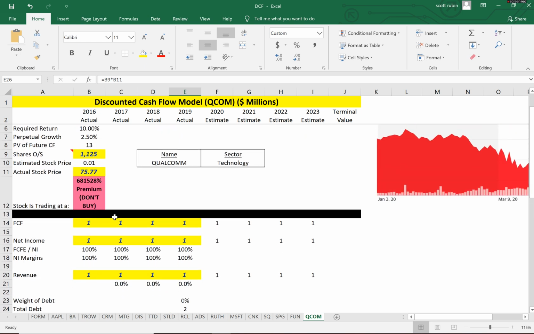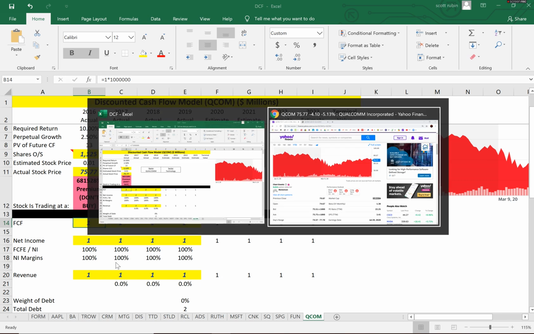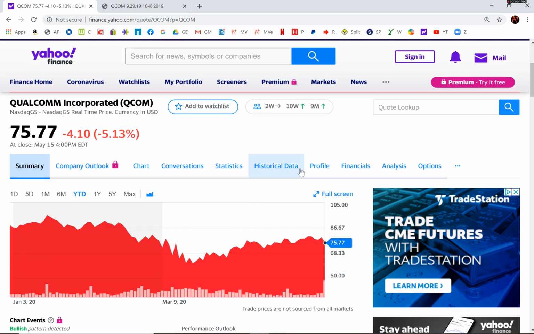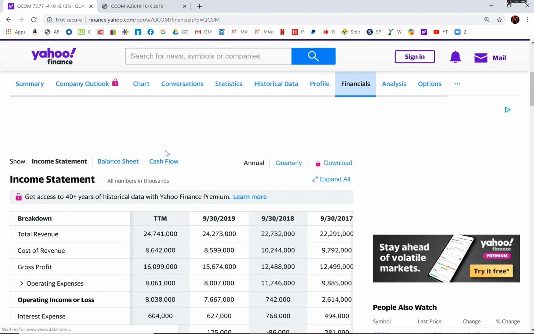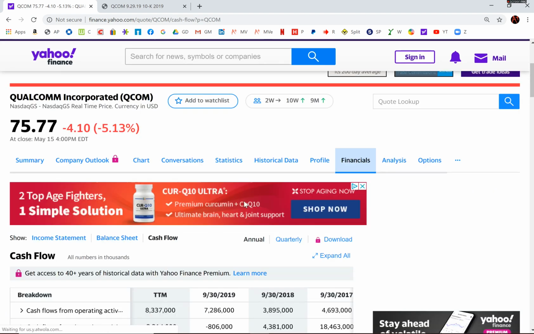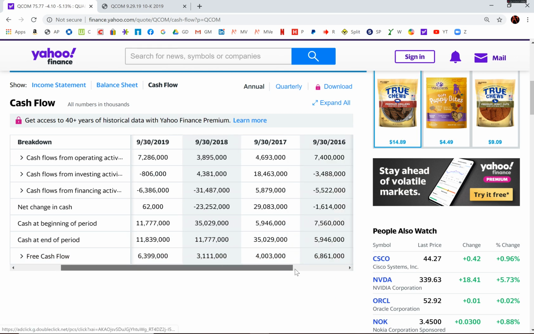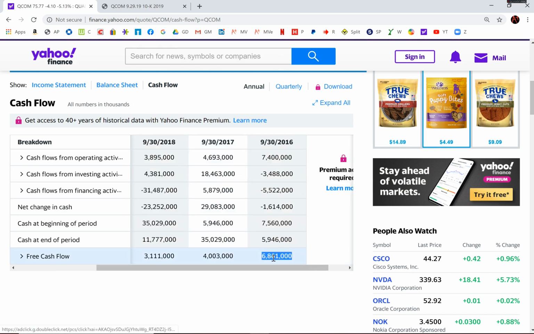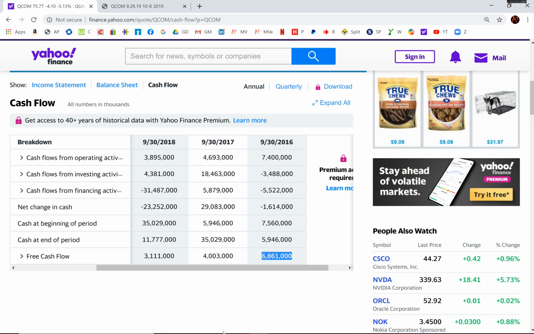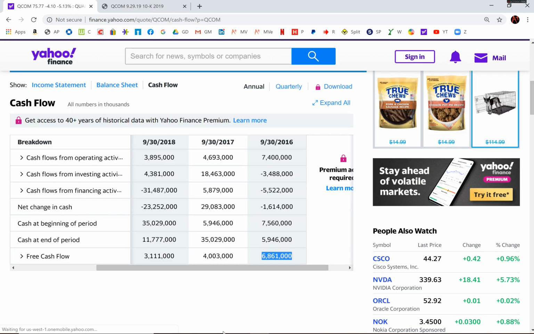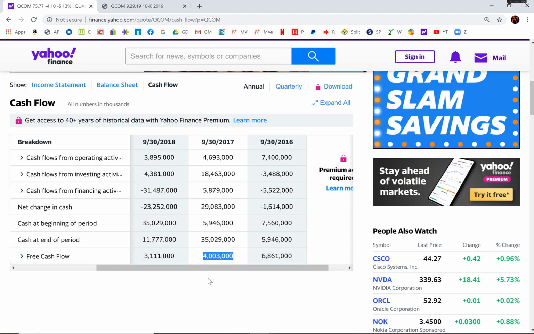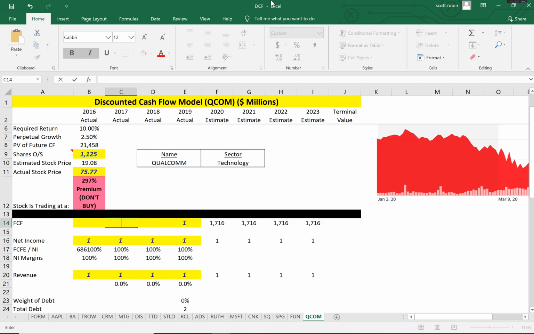And now we have to enter some other fields to calculate the future cash flow of this company. So we need a free cash flow, and that's in Yahoo also, conveniently enough. They give you the free cash flow. If you go to the cash flow statement, they actually give you the number. You don't have to do any math. It's all there for you. So it's 6.8 billion in 2016. And free cash flow is cash flow from operations minus capital expenditures.